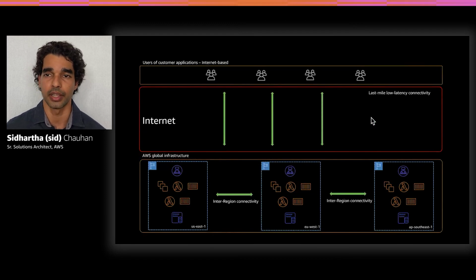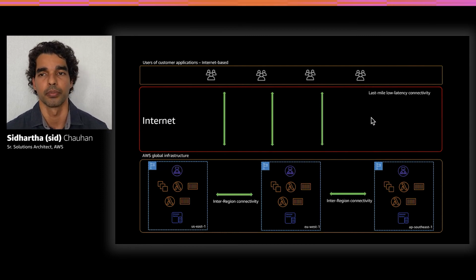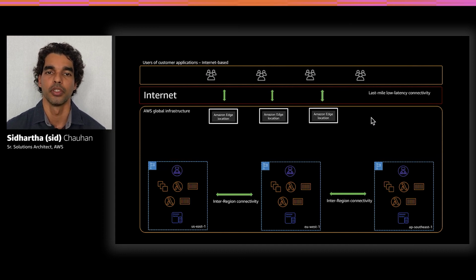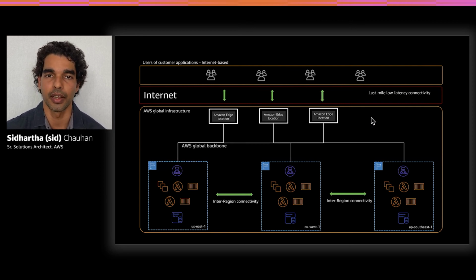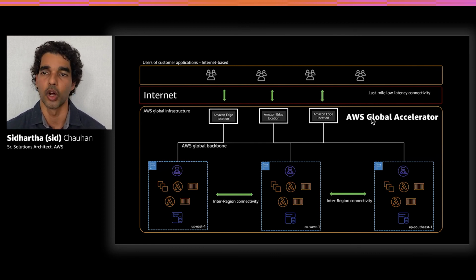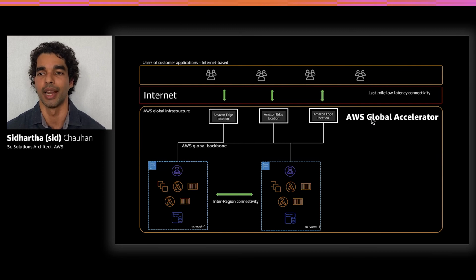Now, while that's a great thing, the users are still using public internet to reach my applications. And I don't like internet. We've already seen that. So how can we reduce the internet use and use more of the AWS global backbone? We do that through the use of our Amazon Edge locations, very similar to how we saw with accelerated VPNs. And the idea there is the users can send the traffic to Amazon Edge locations, and from the Edge locations back to AWS regions, the traffic is going over AWS backbone. In order to do this, we need to use a service called AWS Global Accelerator.